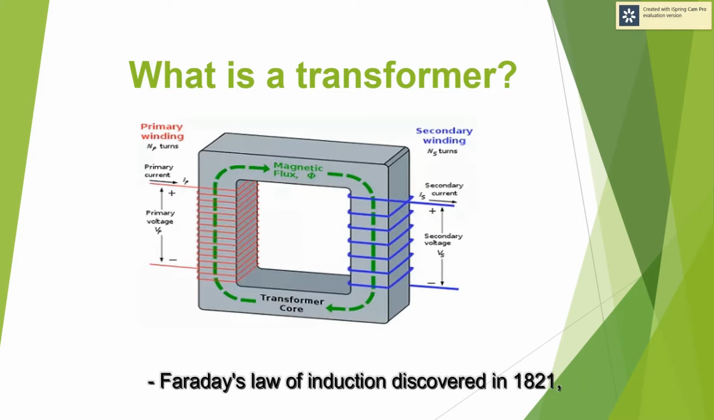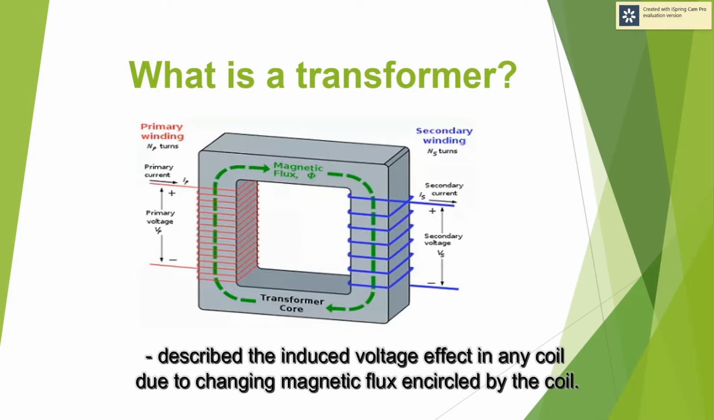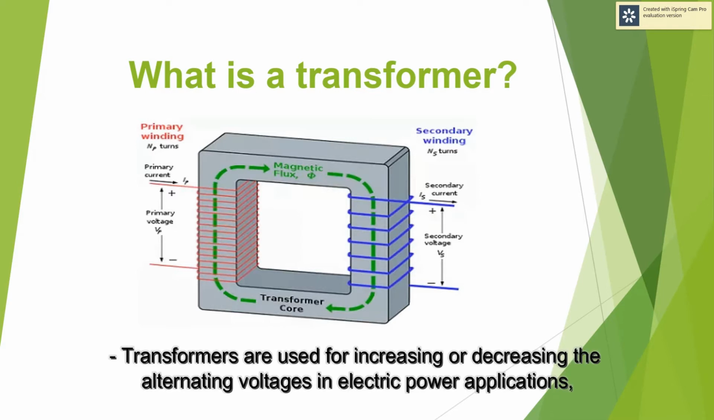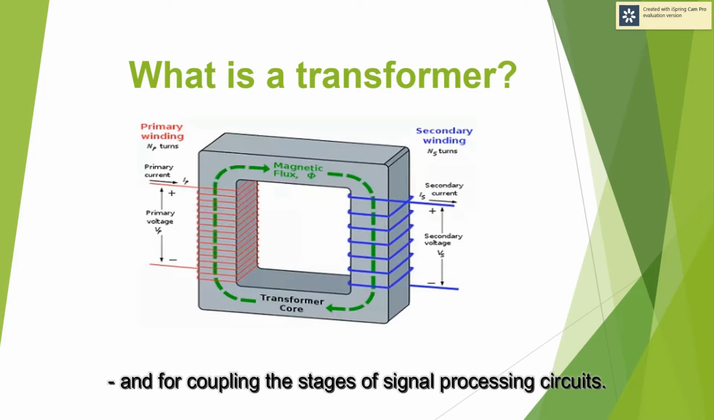Faraday's law of induction, discovered in 1831, described the induced voltage effect in any coil due to changing magnetic flux encircled by the coil. Transformers are used for increasing or decreasing the alternating voltages in electric power applications and for coupling the stages of signal processing circuits.